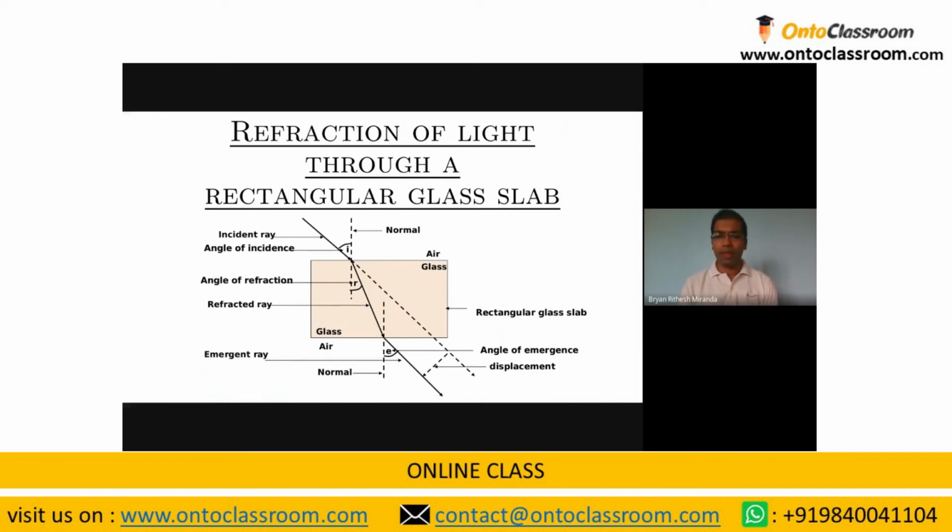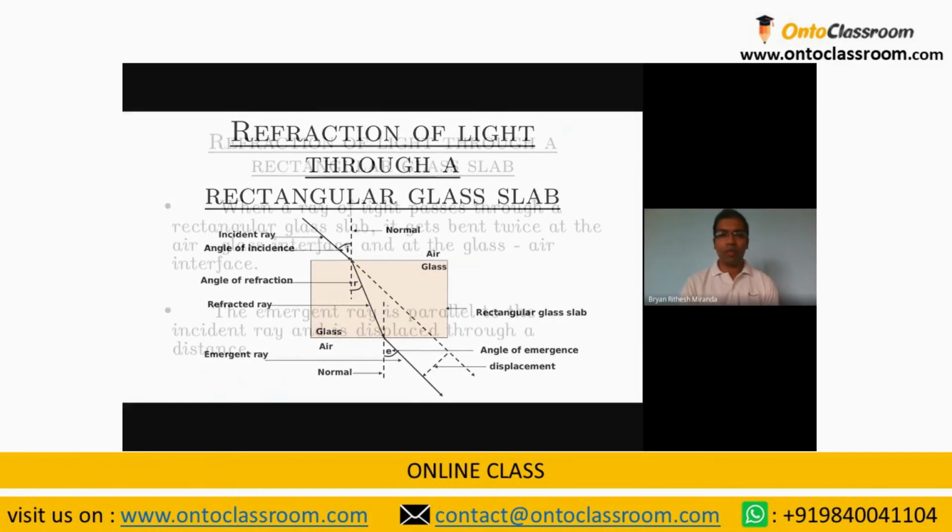The dotted line in this diagram represents the path that the ray would take in case this glass slab was not present. We notice that there is a displacement of the emergent ray in comparison with the incident dotted ray. This displacement is called lateral shift. That is, the ray is shifted parallelly, hence the word lateral.